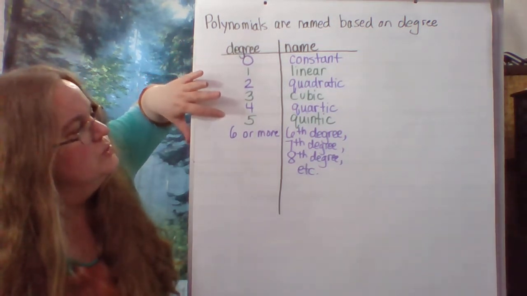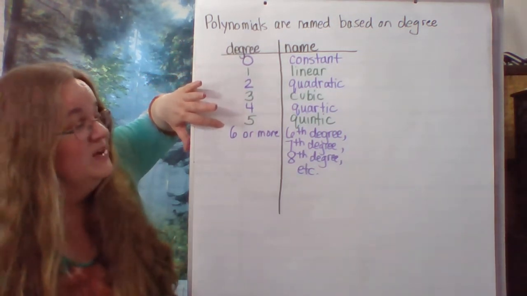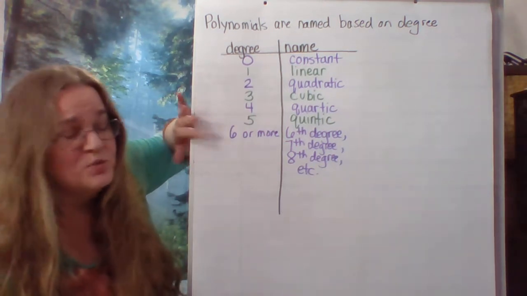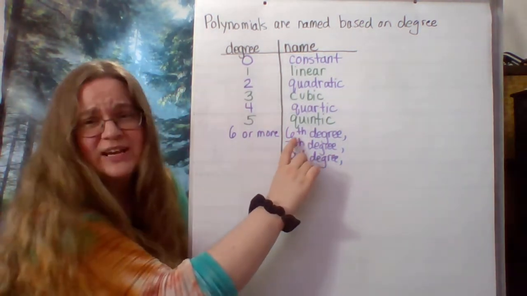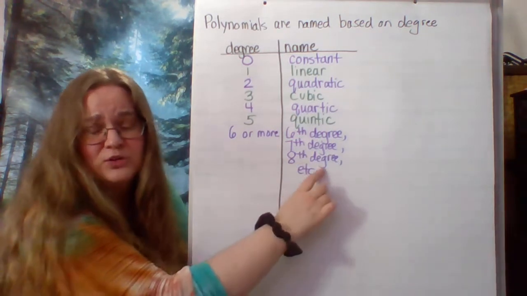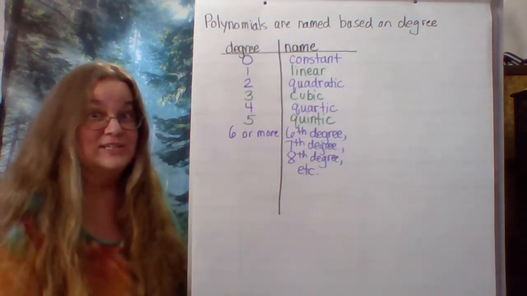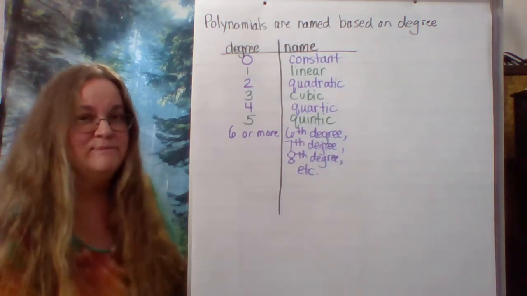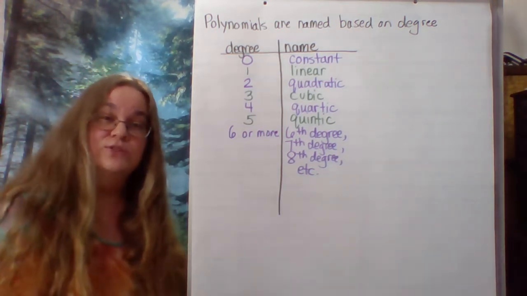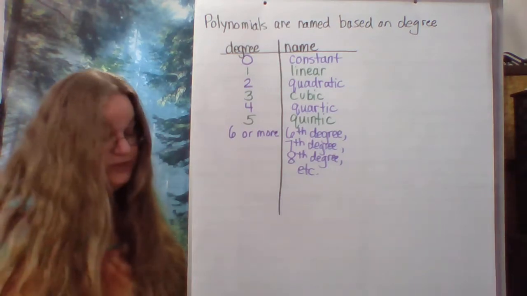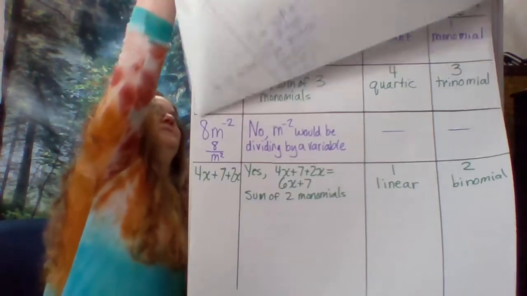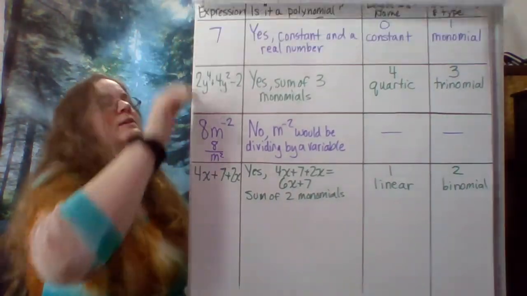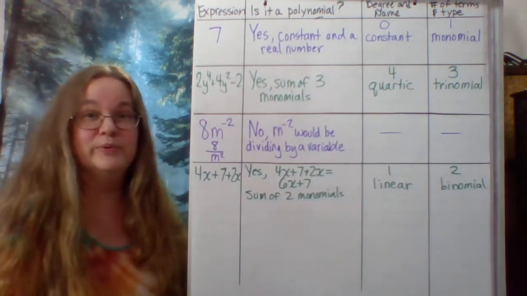Cubic would be 3, quartic would be 4, quintic would be 5, and then when we get to 6 or more, you'll just say like 6th degree, 7th degree, 8th degree, so on. So if it was a 13, when you added it up, it'd be the 13th degree, okay? So again, if you didn't get this written down, you can pause it and fill in your notes table.